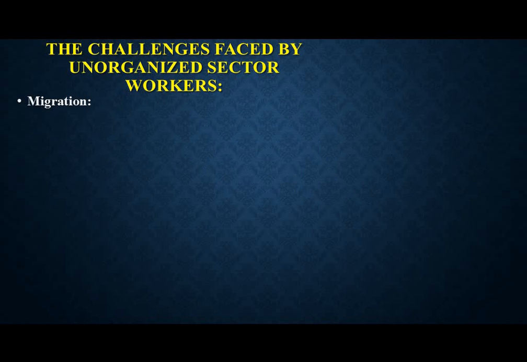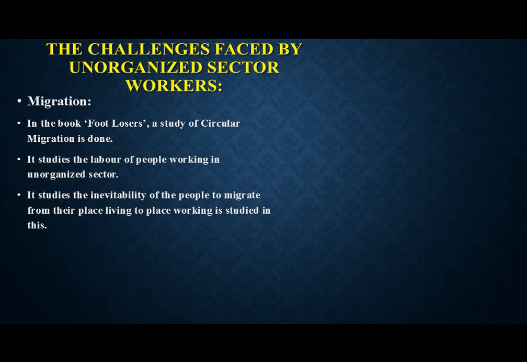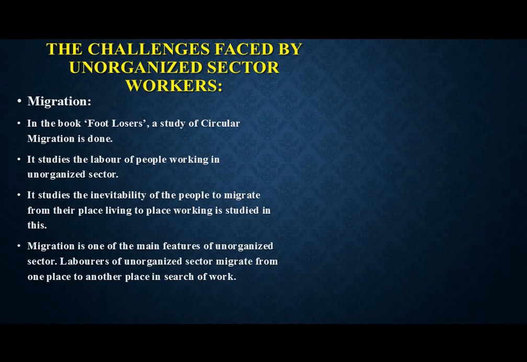So what are the challenges faced by the unorganized sector? The first biggest challenge is migration, moving from one place to another place. In the book Footloose, a study of circular migration is done. It studies the labor of people working in unorganized sectors normally, and it also studies the inevitability of the people to migrate from one place to another place in the search of jobs.